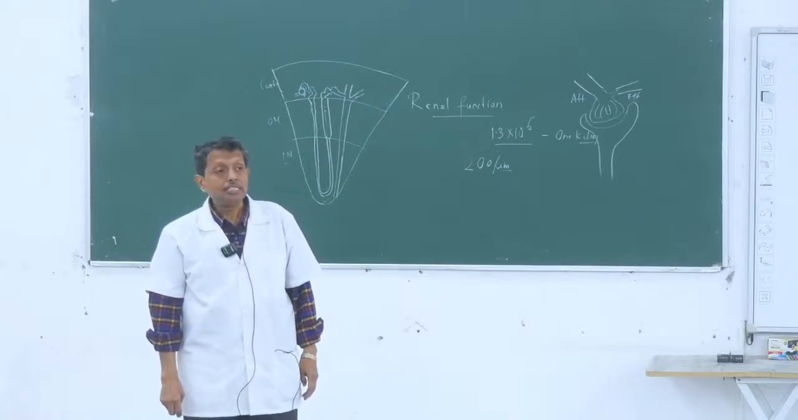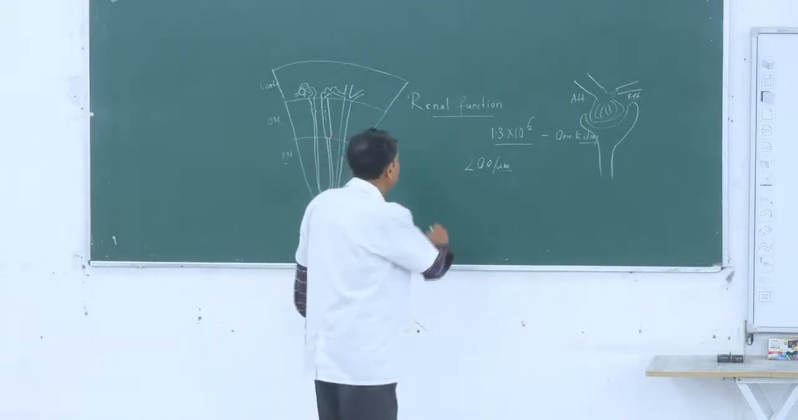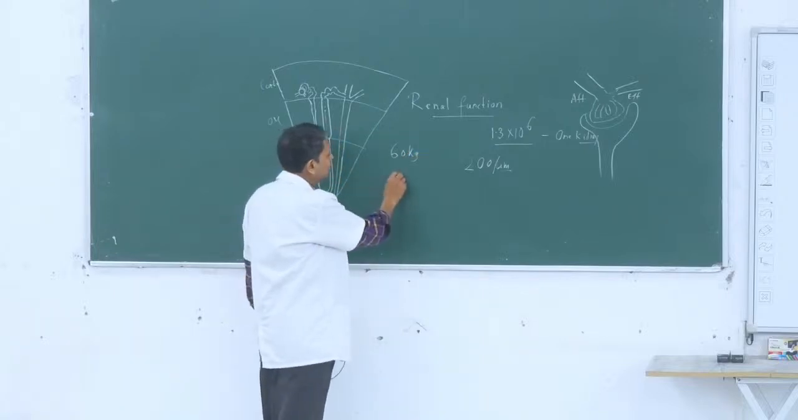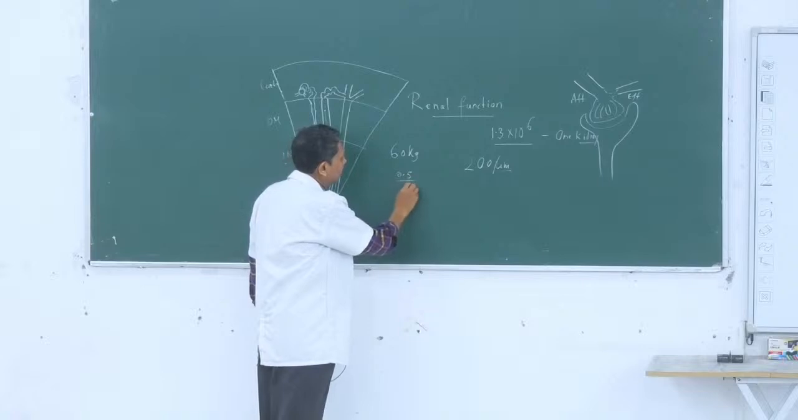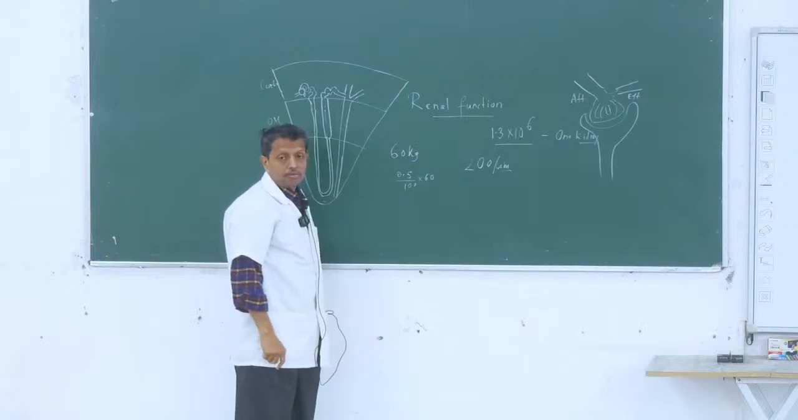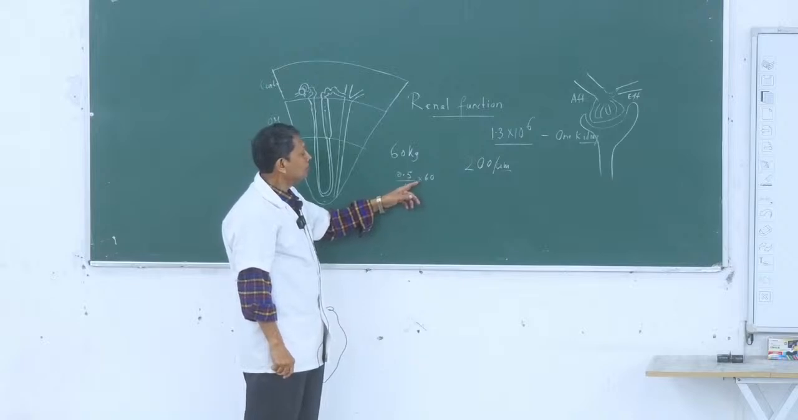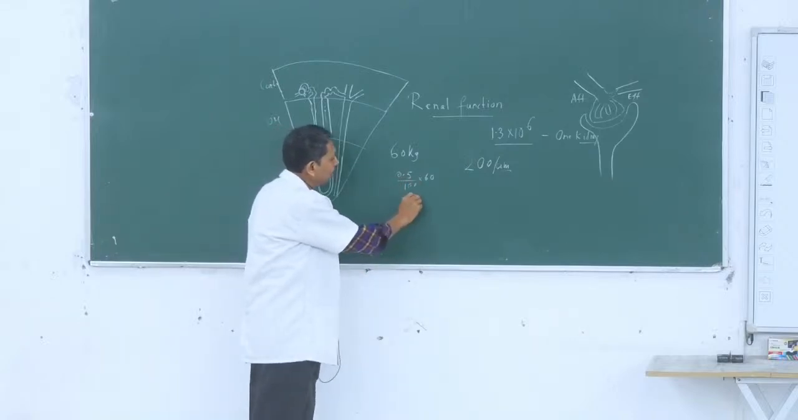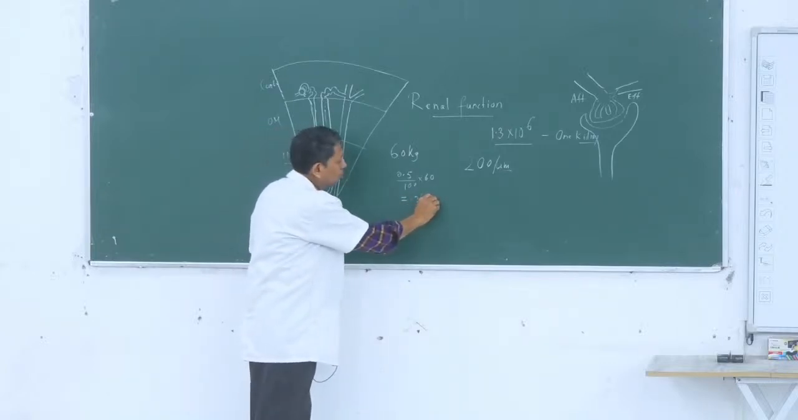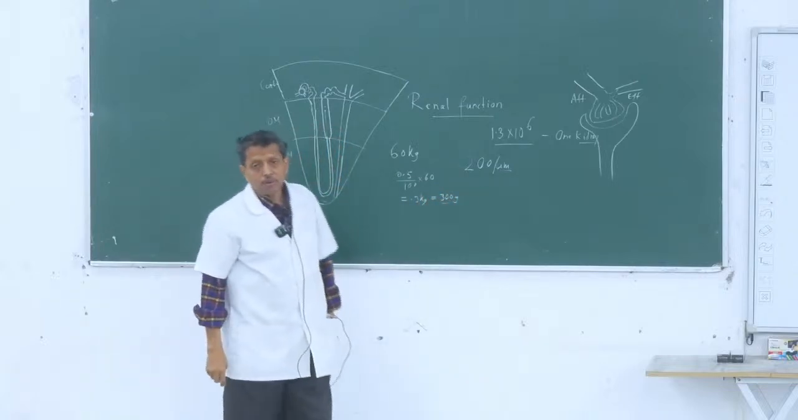0.5% of the body weight is the weight of the kidneys. If the individual is 60 kg, so 0.5% is 0.5 divided by 100 into 60. তাহলে কত হবে এটা? 0.5%, এটা হচ্ছে 0.3 কেজি, তাই তো? হ্যাঁ, তার মানে হচ্ছে 300 গ্রাম, 300 গ্রাম। Average kidney 150 gram or so.